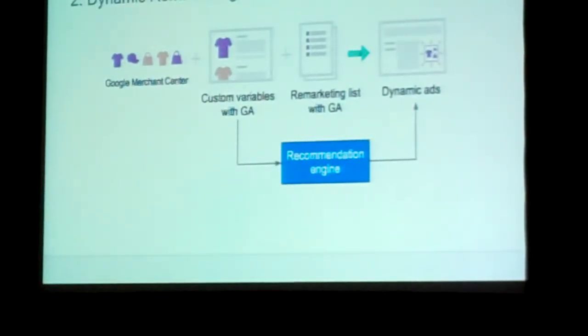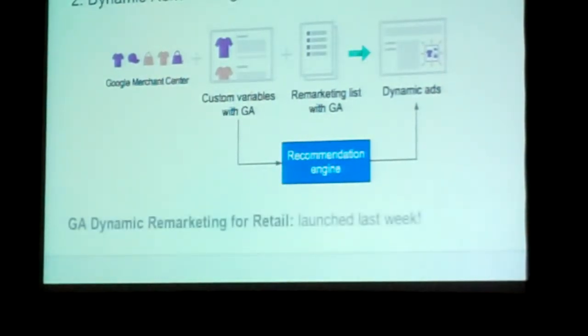And based on these recommendations, we can automatically populate each ad space for every individual user, what is usually called a dynamic ad. And this is called GA Dynamic Remarketing for retail, and it was actually launched just last week. So you guys can actually check it out.